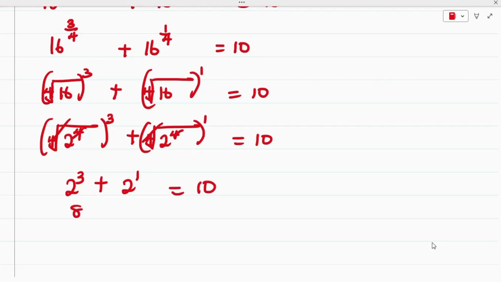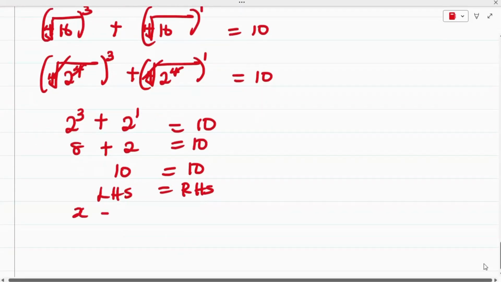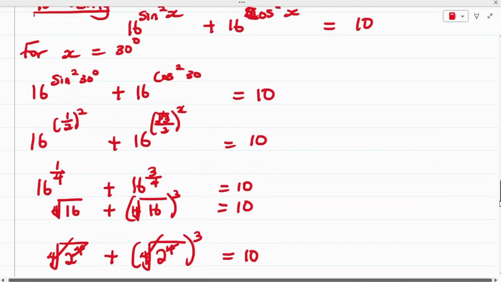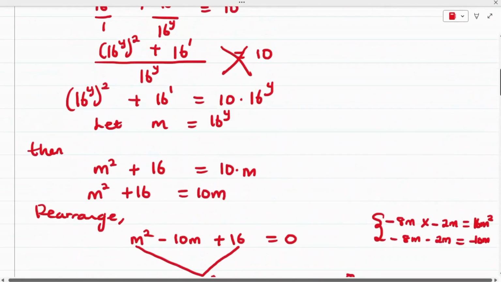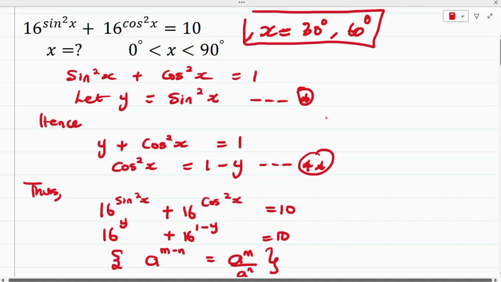2 raised to the power of 3 is 8 plus 2 raised to the power of 1 is 2, which is equal to 10. 8 plus 2 is 10, which is equal to 10. So the left hand side is equal to the right hand side, and we can easily say that x equals 60 degrees is a valid solution. So with this, guys, we have been able to solve this nice trigonometry math problem, and we have been able to find the values of x, and we have the values of x to be equal to 30 degrees and 60 degrees, and this becomes the final answer.